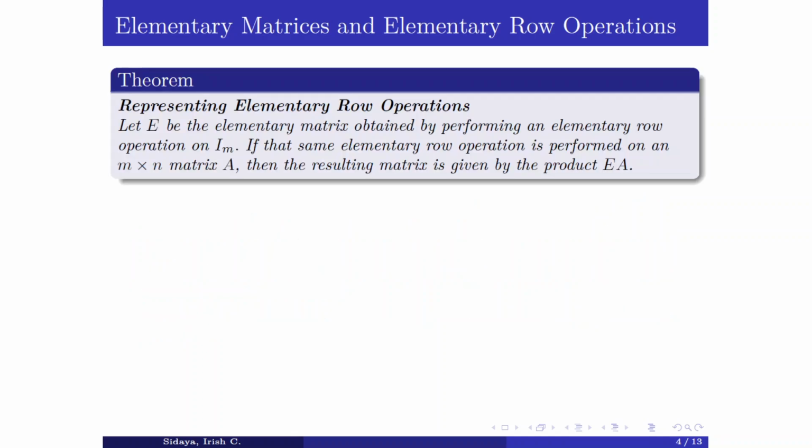Next, representing elementary row operations. Let E be the elementary matrix obtained by performing an elementary row operation on the identity matrix of order m. If that same elementary row operation is performed on an m by n matrix A, then the resulting matrix is given by the product EA, or E times A.